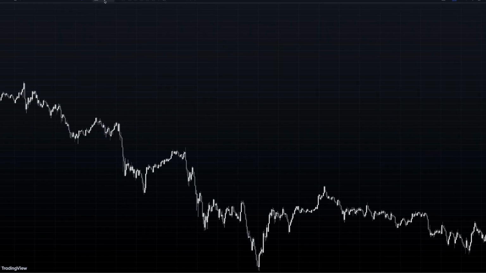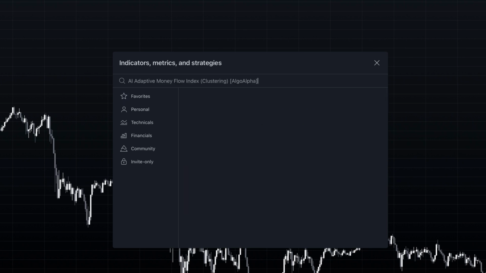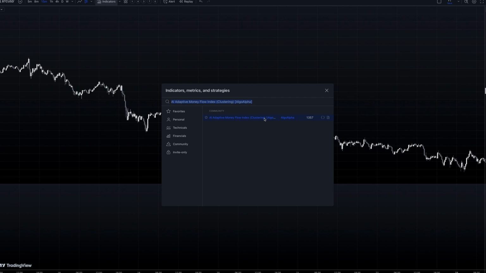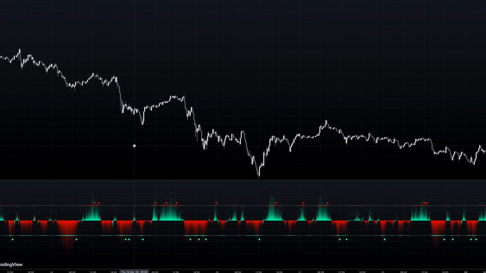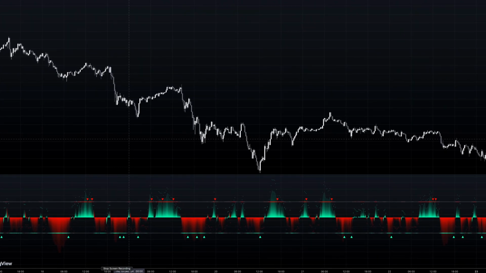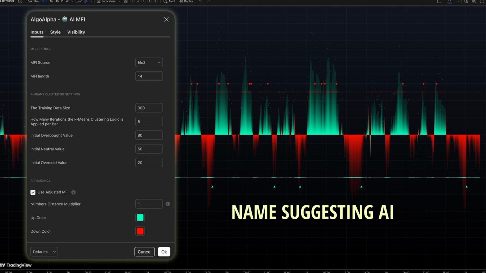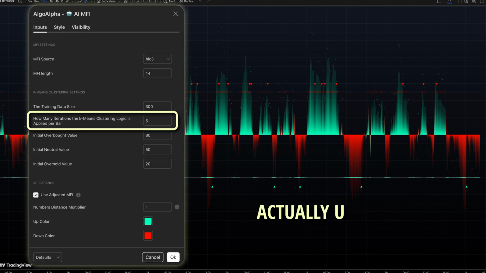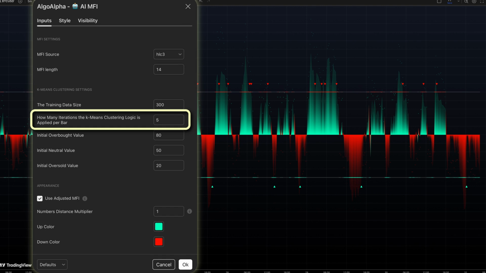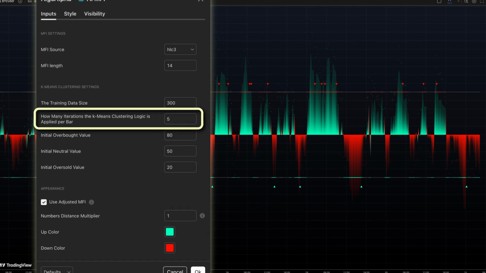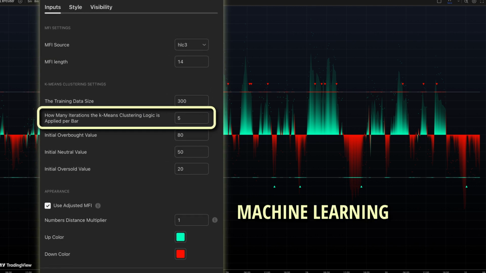The Adaptive Money Flow Index, MFI, with K-means clustering, combines traditional MFI calculations with statistical clustering techniques to create a dynamic market analysis tool. Despite its marketed name suggesting AI capabilities, it actually uses K-means clustering, a basic statistical algorithm, rather than artificial intelligence or machine learning techniques.